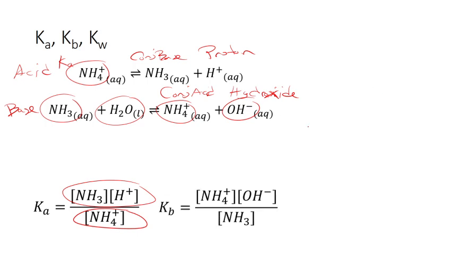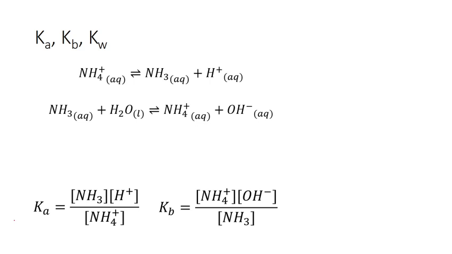We can also write an equilibrium expression for this, but in this case, because we're dealing with a base, we have a Kb instead of a Ka, in which now we have a concentration of conjugate acid and our hydroxide over the concentration of our base. Let me clean this up here a little bit.